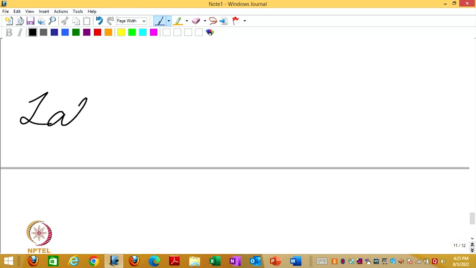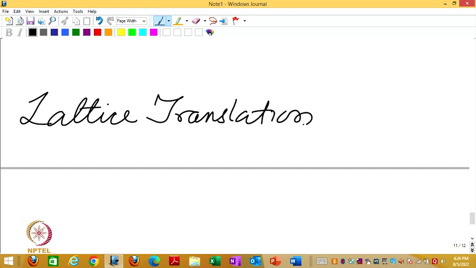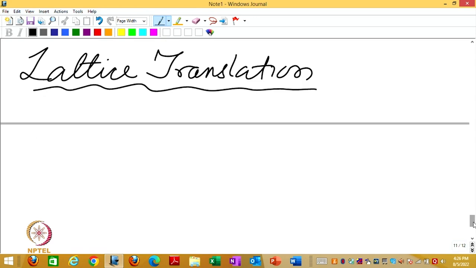So, now let us look at a concept called lattice translation. 1D is too restricted, 3D is a little difficult to draw. Till now I have not drawn any 3D lattice; I have drawn only 2D and 1D. Most of the drawings we will do in the class will be 2D for simplicity, because it is easy to draw on a board or a screen.